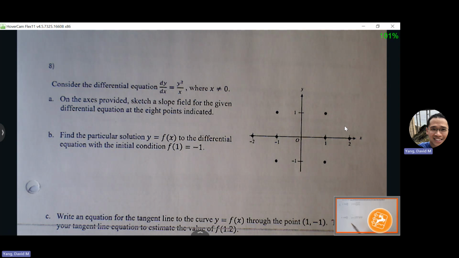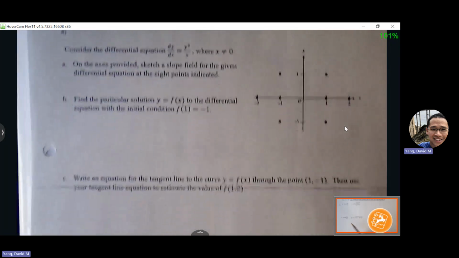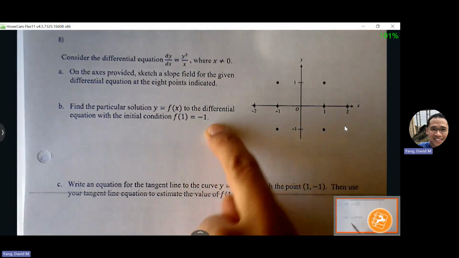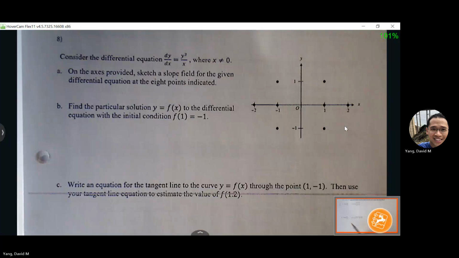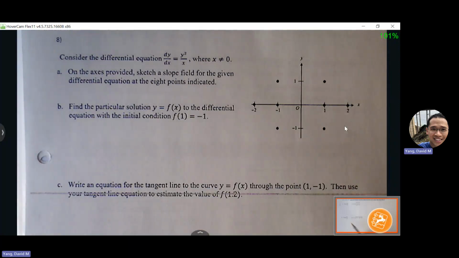Okay. So here we have eight ordered pairs. So you're either positive slope, negative slope, 0 slope, or nothing. And then part B is asking for a particular solution to the differential equation. So you're going to go through your steps of separating your variables, taking the antiderivative. Once the plus C shows up, then you have 2 things left to do. You want to solve for C and then solve for y.